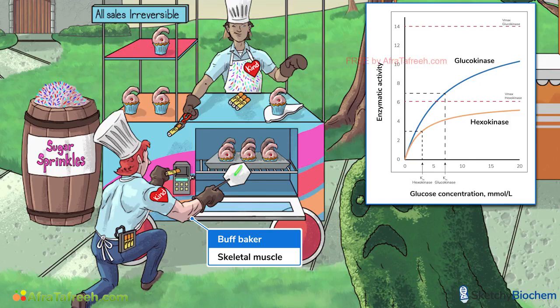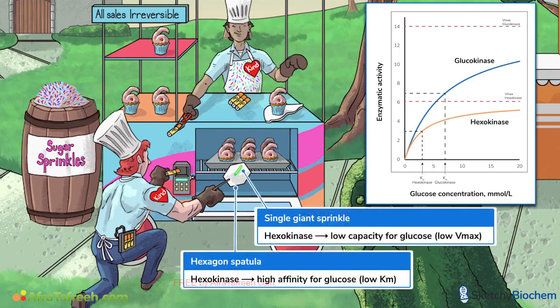The low Km value of hexokinase allows the brain and other tissues to preferentially utilize glucose when there's limited glucose available. The low Vmax value of hexokinase means that the enzyme is fully saturated, or active, during the fasting state. The hexokinase baker adding a giant sticky sprinkle, but just one sprinkle, will help you remember high affinity, low capacity.